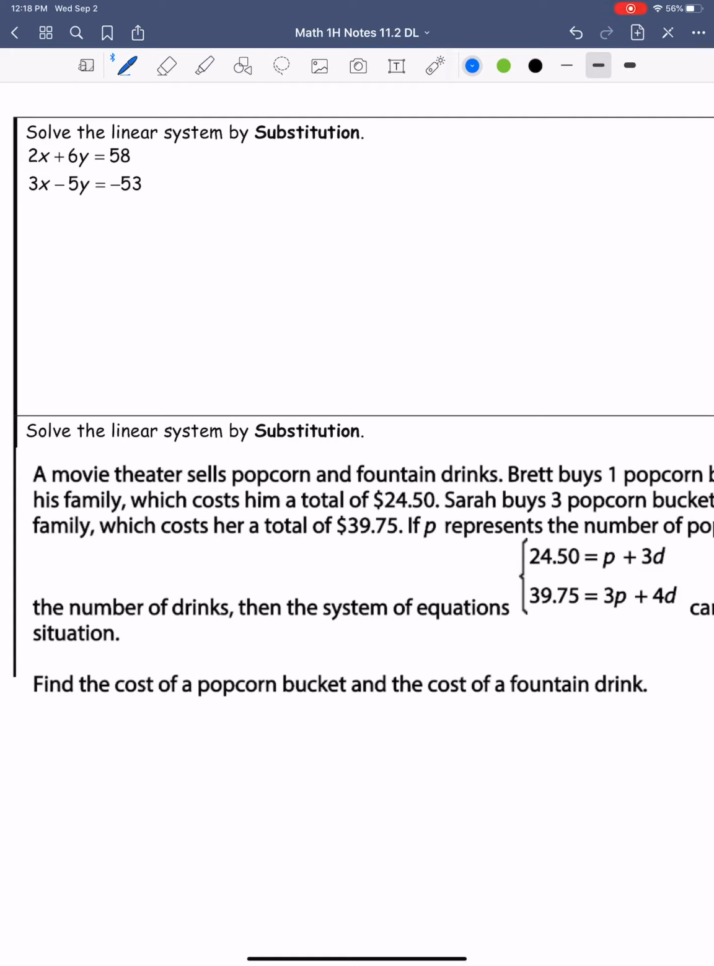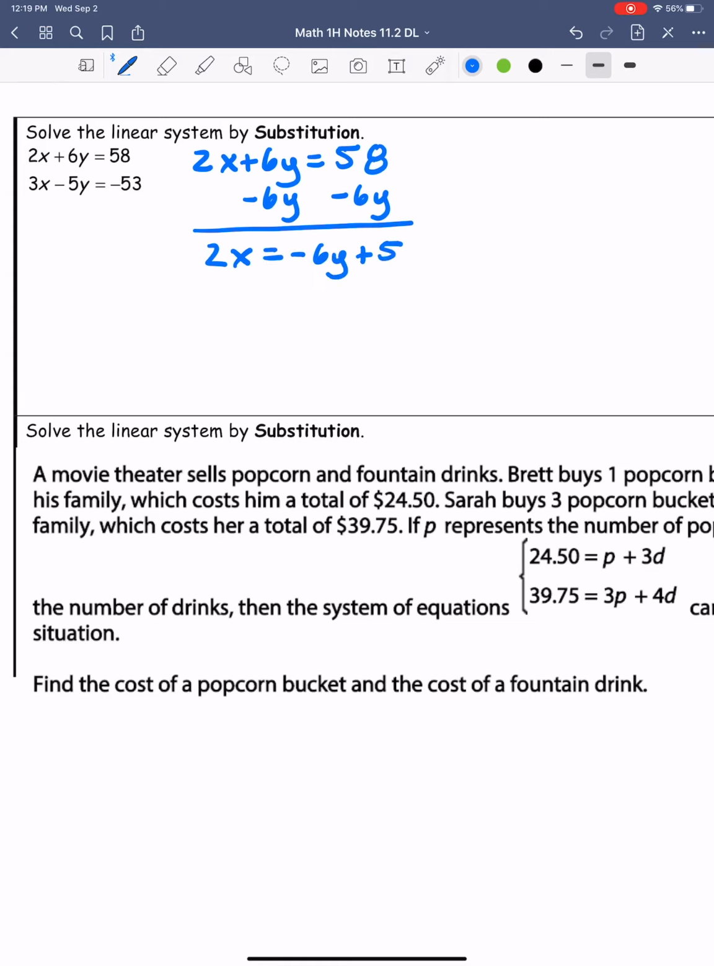That would give me 2x equals -6y plus 58. And then divide everything by 2. Okay, and I'm going to get x equals -3y plus, okay, we got to do 58 divided by 2, so some quick mental math there. We end up with 29.